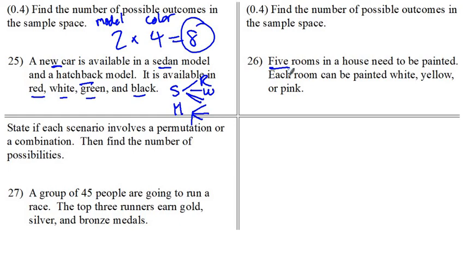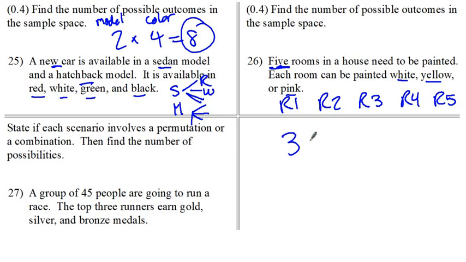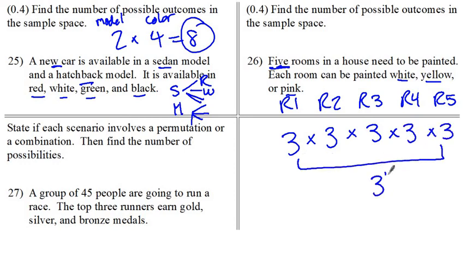It says 5 rooms need to be painted, so we have to make a decision on each of the 5 rooms. And the wrong way to do this, by the way, is to just say 5 rooms times 3 colors, because it's not 15, and I'll show you why in just a sec. On room 1, we have 3 choices. I could paint white, yellow, or pink. Times. On room 2, I have 3 choices. On room 3, I have 3 choices. I have 3 there, and I have 3 there. This is the same as 3 to the 5th power.